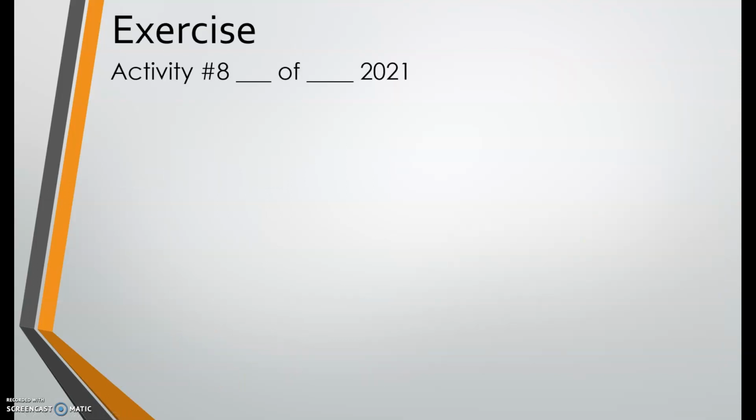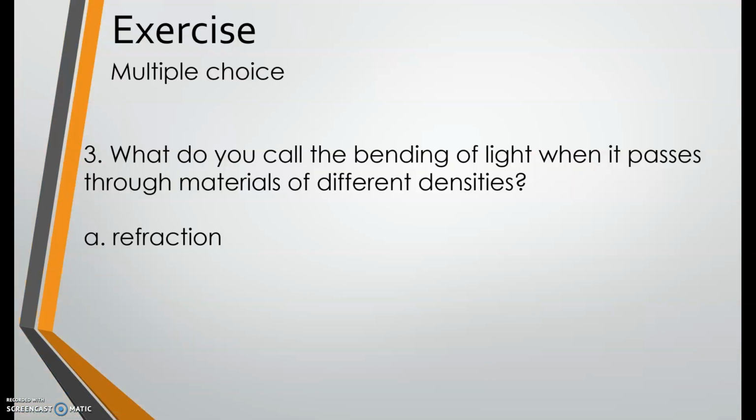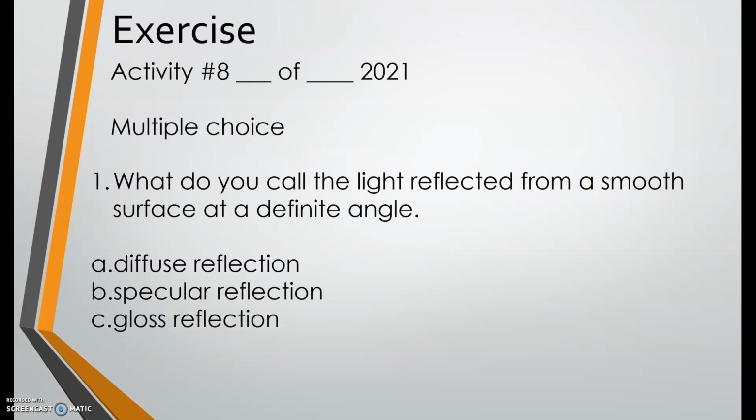Let's do our exercise. Bring out one piece of paper or your notebook and we'll do multiple choice. Number 1, what do you call the light reflected from a smooth surface at a definite angle? Choose A, B, or C.